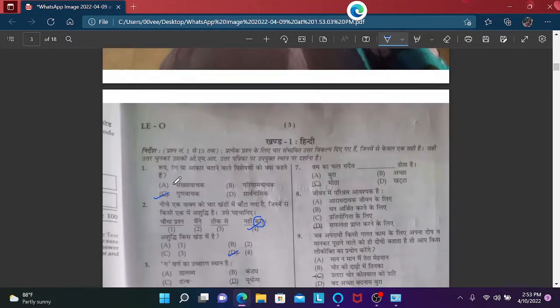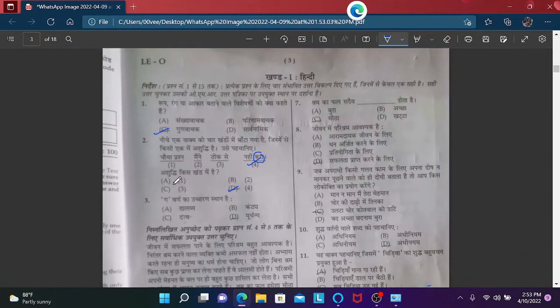And moving to the seventh question: श्रम का फल सदैव मीठा होता है. It's also there. Question 8: जीवन में परिश्रम आवश्यक है सफलता प्राप्त करने के लिए. Option D.